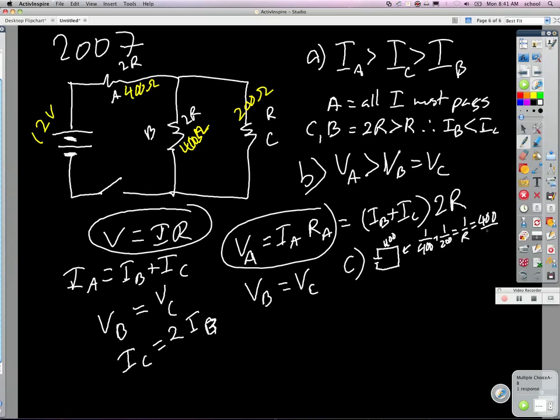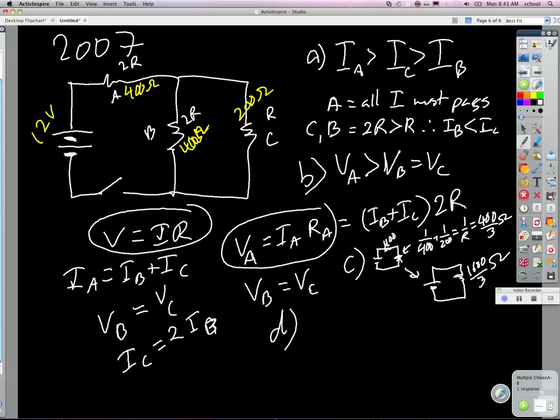So again, this resistor was 400 over 3. This one's 400. Then I put them in the same common denominators, right? And that gives me 1600 over 3 ohms. Now it says calculate the current. So what I can do is I know that this battery is 12 volts. Do I not? So using V equals IR, please calculate the amount of current coming out of the battery. Do that now.